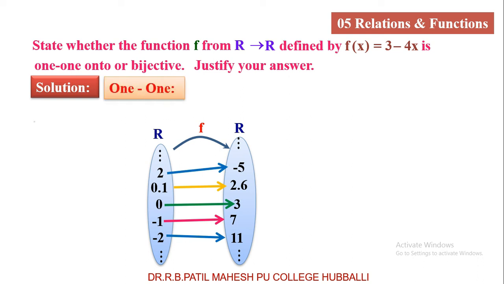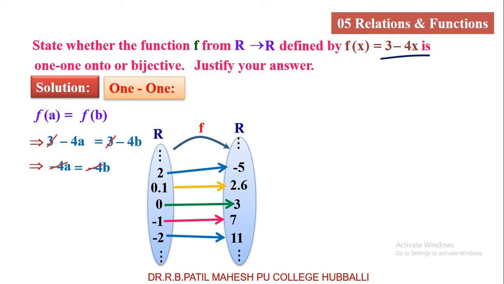Overall, we say that f of a is equal to f of b implies, according to the function 3 minus 4x, f of a is 3 minus 4a, f of b is 3 minus 4b, 3 cancel, minus 4a equal to minus 4b, minus 4 and minus 4 cancel, a equal to b. It shows that when images are equal, elements are also equal. Therefore, the function is a one-one function.